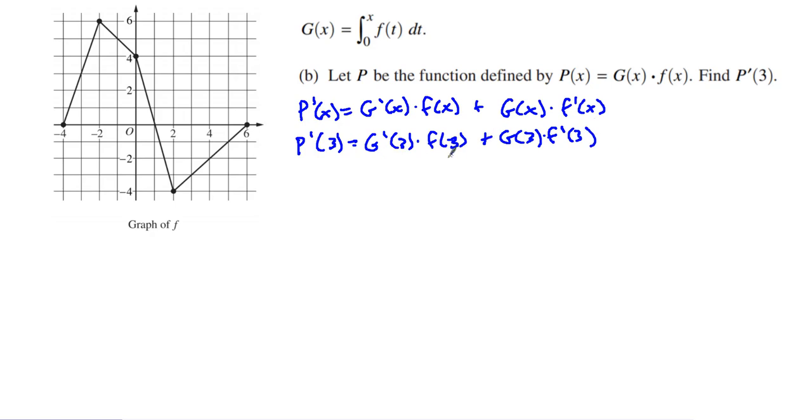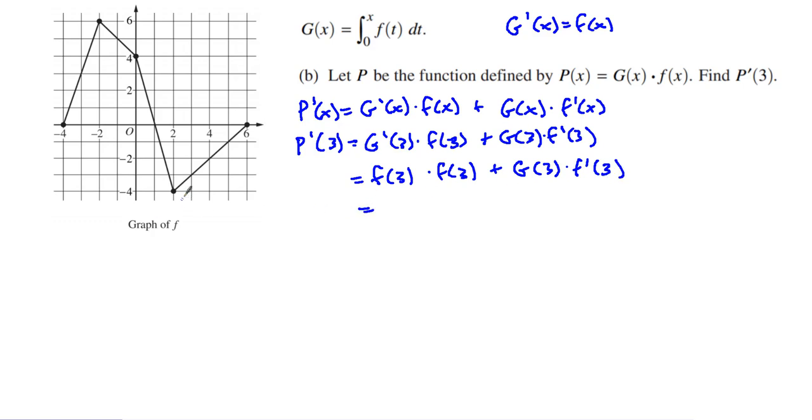And I love for my students to write out all of these things. It makes it so much easier. And so I have to think of what g prime of 3 is. Well, remember, we said g prime of x equals f of x. So that's equal to f of 3 times f of 3, plus we have g of 3 times f prime of 3.